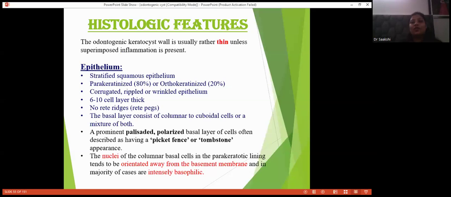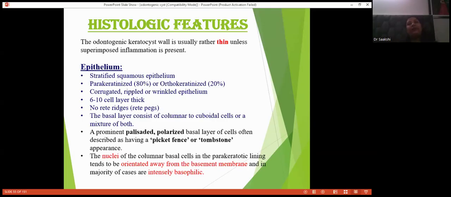Now, histologically, the odontogenic keratocyst wall is usually rather thin unless superimposed inflammation is present. Its epithelial lining will also be very thin if inflammation is not present. What will its epithelium be? Stratified squamous epithelium. 80% of the cases show parakeratinized and 20% of the cases show orthokeratinized.